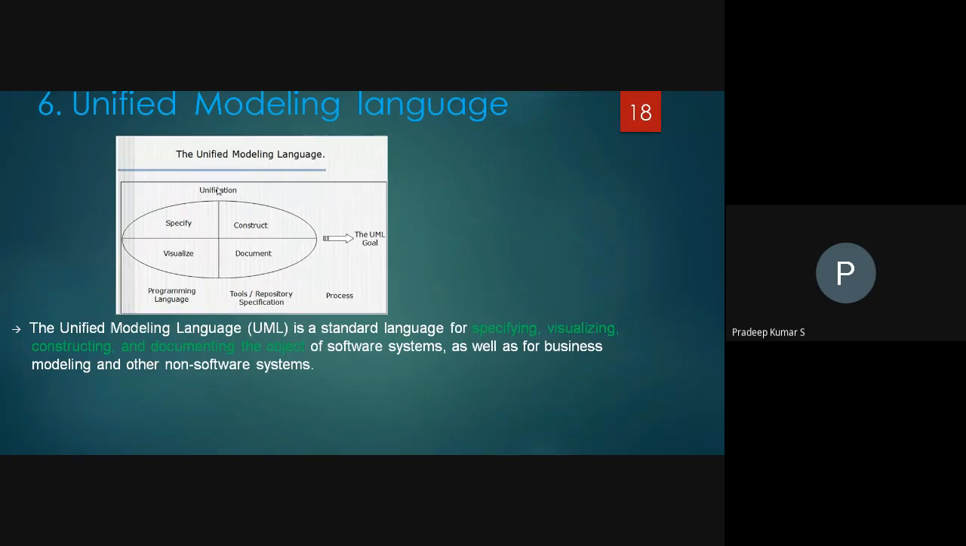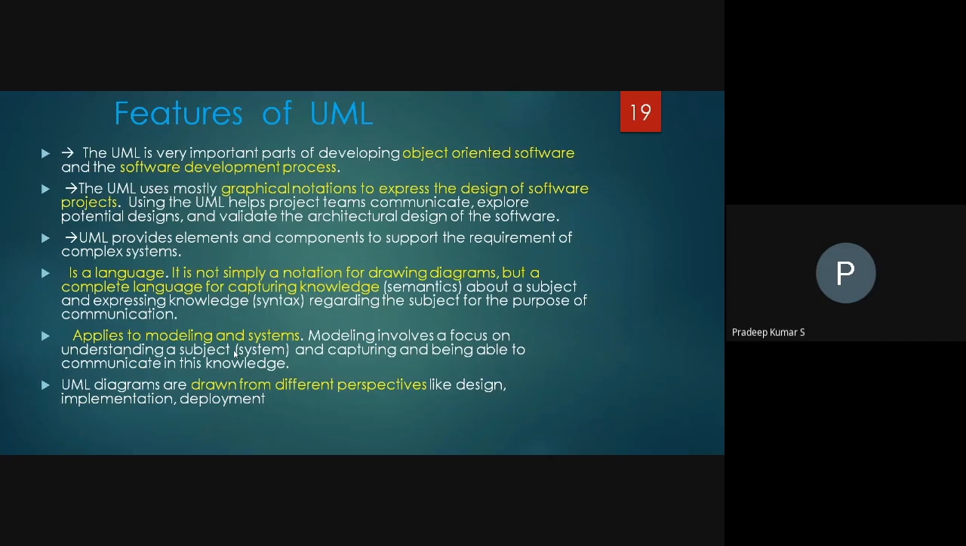Now we come to the UML diagram. What is the need of the UML diagram? You can say it is for specifying, visualizing, constructing, and documenting the objects of the software system. That is the important keyword. With the diagrammatic, pictorial representation, we have to understand the scenario of the project. Here, the features of UML.